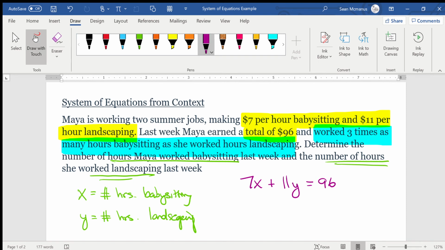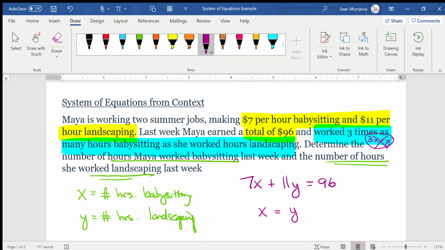This is where it gets tricky because a lot of people are going to want to write 3 times as many hours babysitting. So they're going to want to write 3 times hours babysitting was x equals y, right? That's tempting, but that's actually not what we want to do, right? So these are kind of tough. So what I do is I kind of write an equation. Let's say x equals y, right? That would be the equation if the number of hours was equal, right? But it's not. We know that she worked 3 times as many hours babysitting as landscaping.